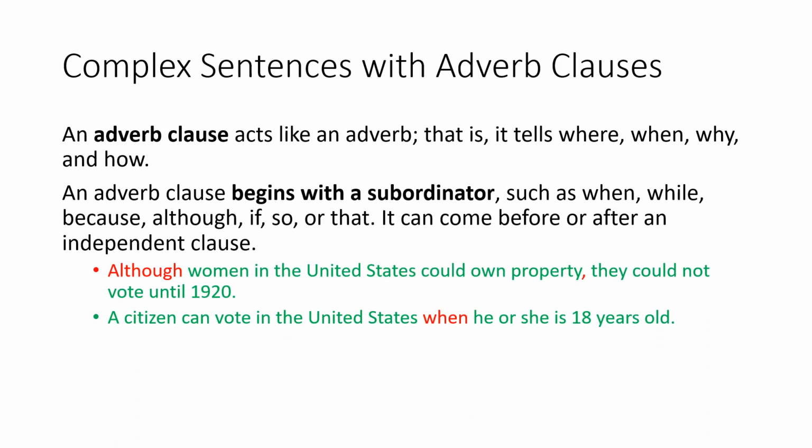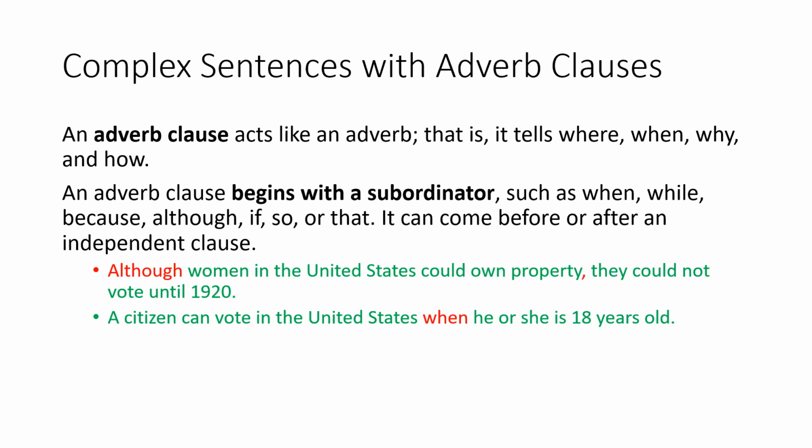Complex sentences with adverb clauses. An adverb clause acts like an adverb; that is, it tells where, when, why, and how. An adverb clause begins with a subordinator such as when, while, because, although, if, so that. It can come before or after an independent clause.